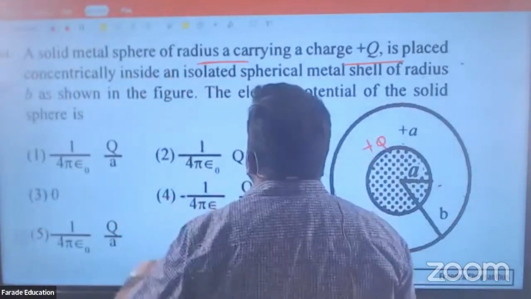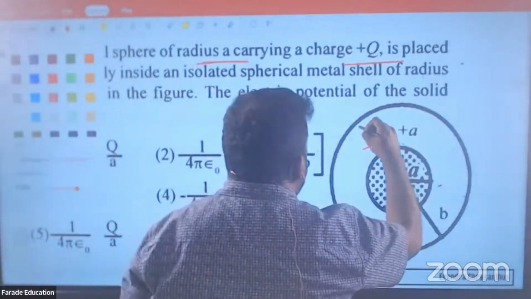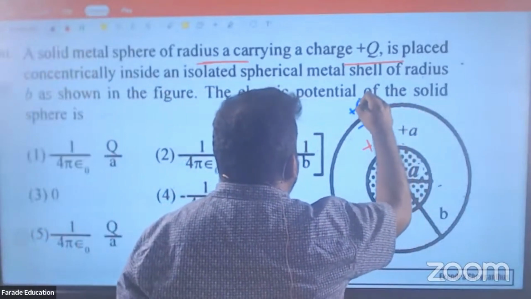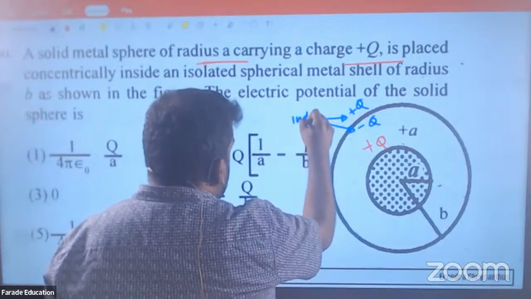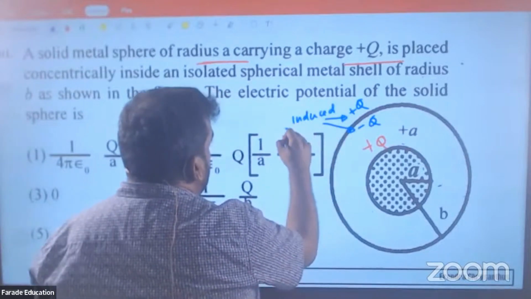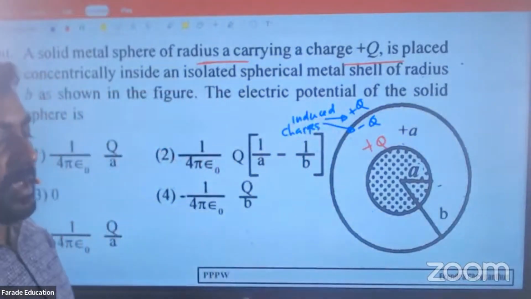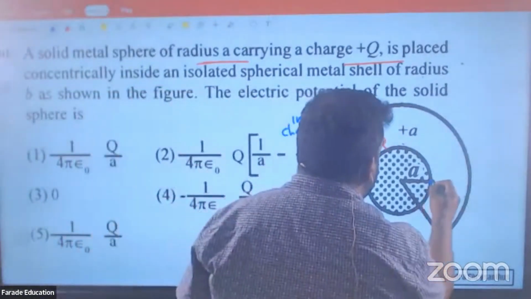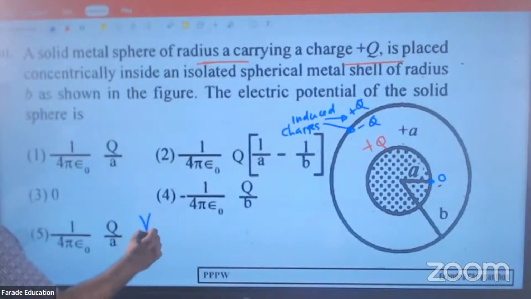If there is plus Q here, there will be induced charges taking place. So here you have minus Q, here you have plus Q. These are the induced charges. Now, how do you find the electric potential? Let's say this point is O. How do you find the electric potential at point O?